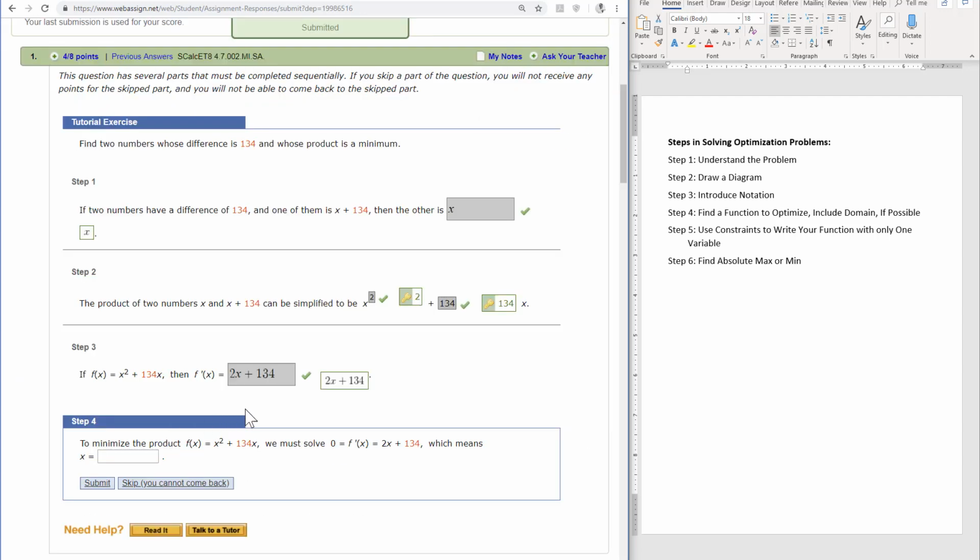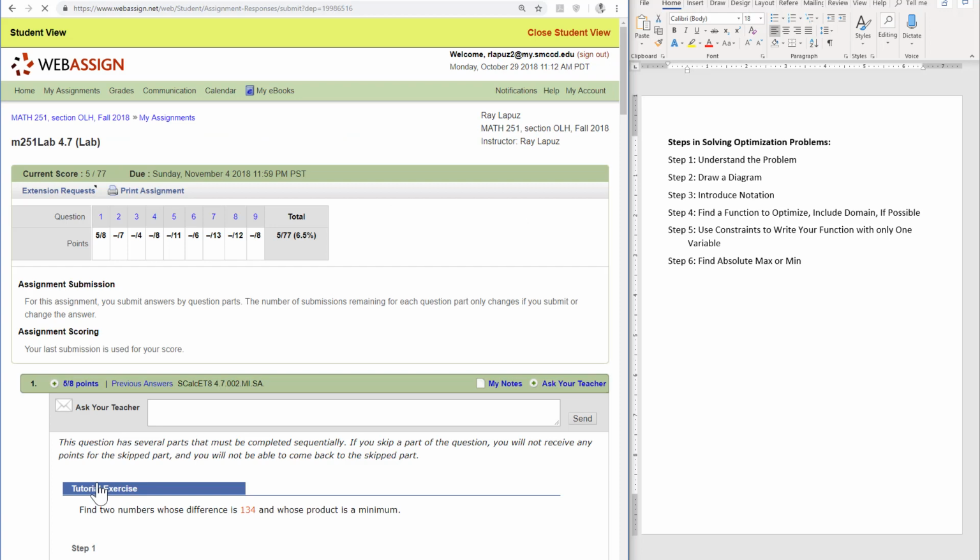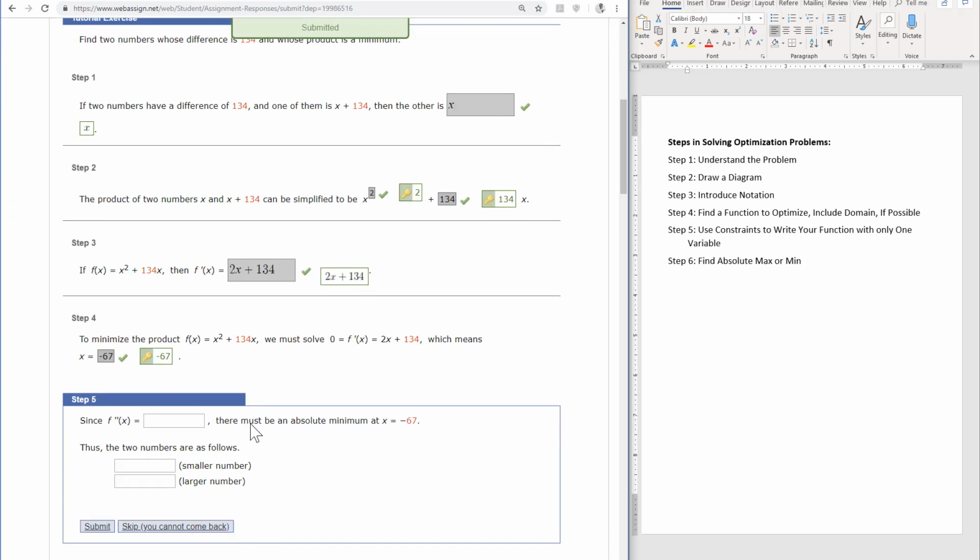So this is a linear function. If we set this equal to 0, we're going to get one value for x. If we bring the 134 over to the other side, that would be negative 134. And then you divide that by 2, that'll be negative 67. And so that must be one of our numbers. Negative 67 is a critical point for us.